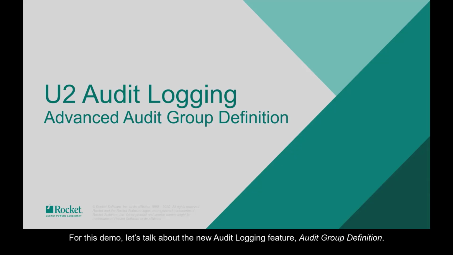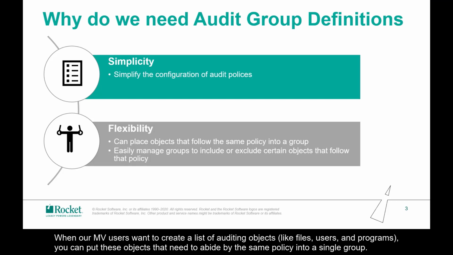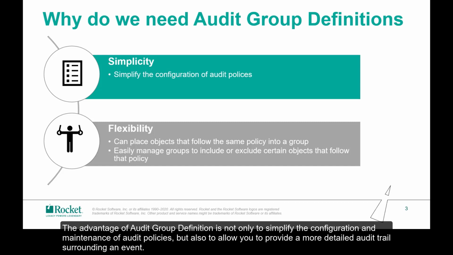For this demo, let's talk about the new audit logging feature, Audit Group Definition. Why do we need Audit Group Definition? When our MV users want to create a list of auditing objects, like files, users, and programs, you can put these objects that need to abide by the same policy into a single group. The advantage of Audit Group Definition is not only to simplify the configuration and maintenance of audit policies, but also to allow you to provide a more detailed audit trail surrounding an event.